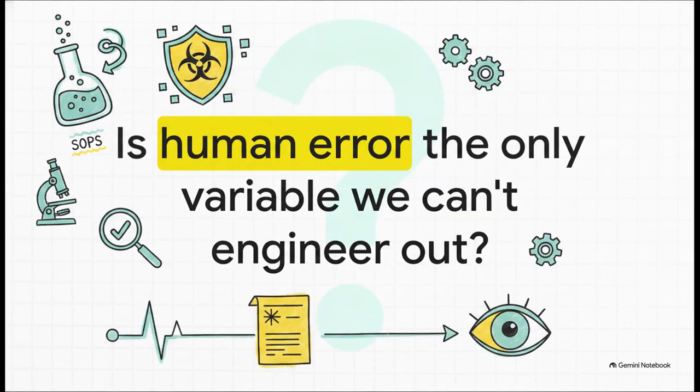So we've seen how standard operating procedures provide us with a rigid blueprint, how quality management systems catch and prevent errors, and how biosafety levels protect us from invisible hazards. But it leaves us with a fascinating, maybe even a slightly unsettling question. In a world of incredibly strict SOPs and maximum BSL-4 containment, is human error the only variable that can never truly be engineered out of the laboratory? Think about that the next time you see a medical test result.